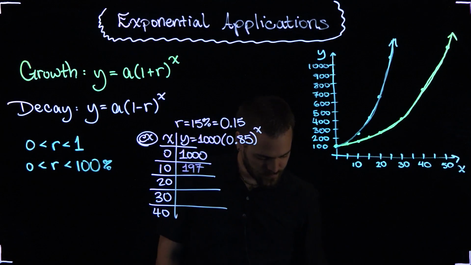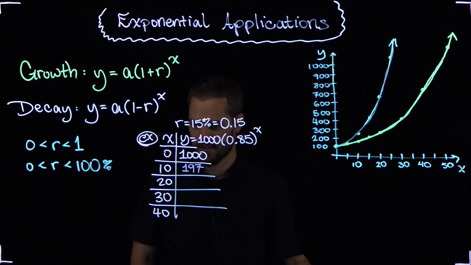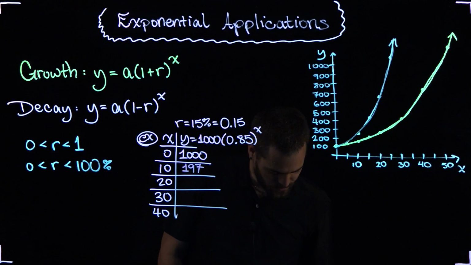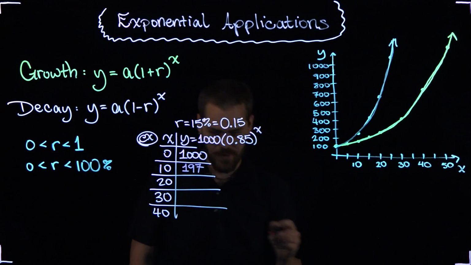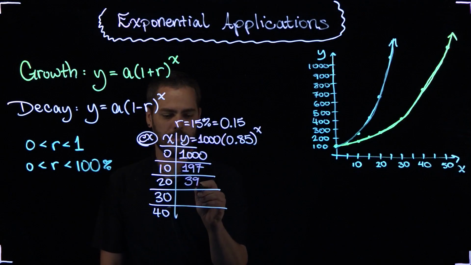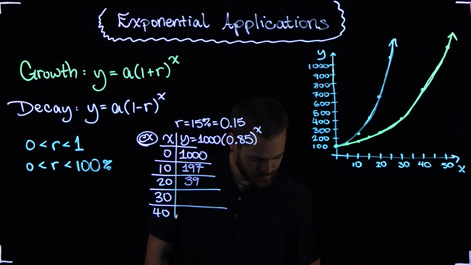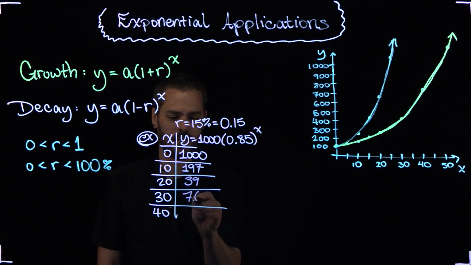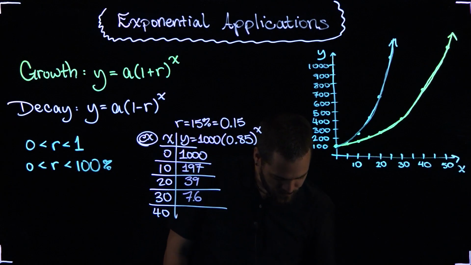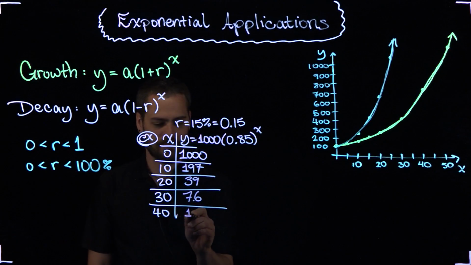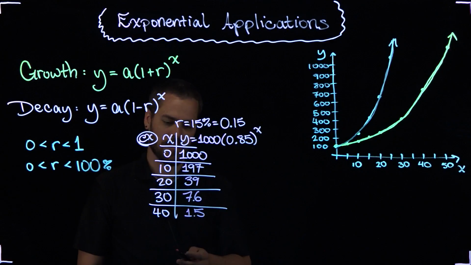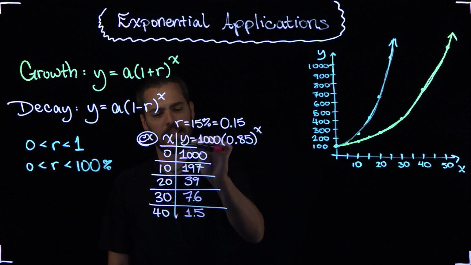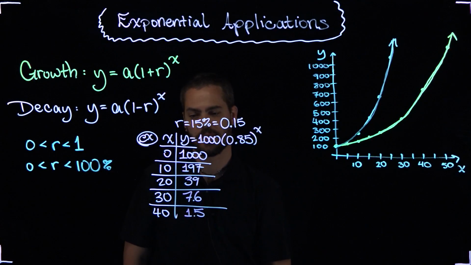20 years, or 20 months, or 20 minutes, or 20 whatever unit you have. That takes us down to about 39. Wow. After 30, we're down to 7.6. How about 40? Down to 1.5. Wow. And you're going to start to see that flatten out and not decrease much faster after that. But you can see that the initial decrease is pretty dramatic.